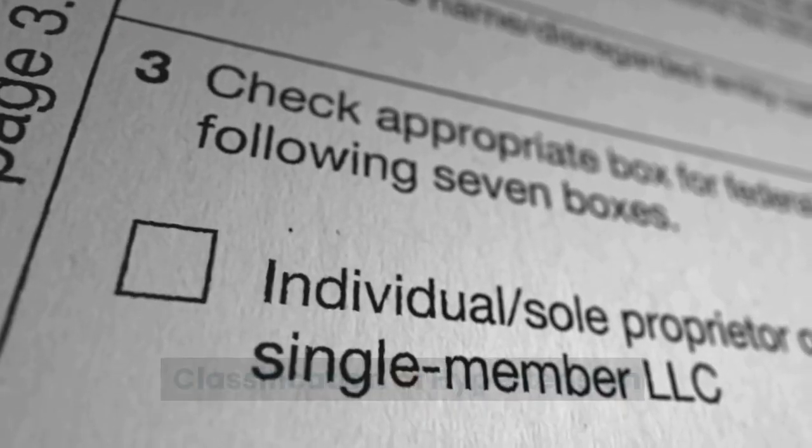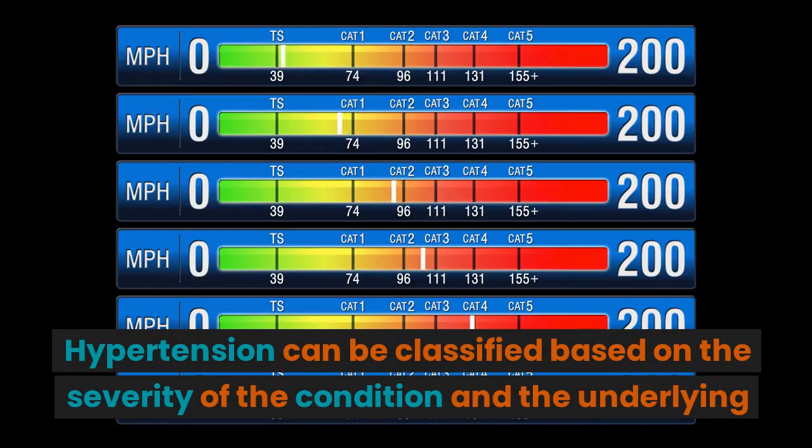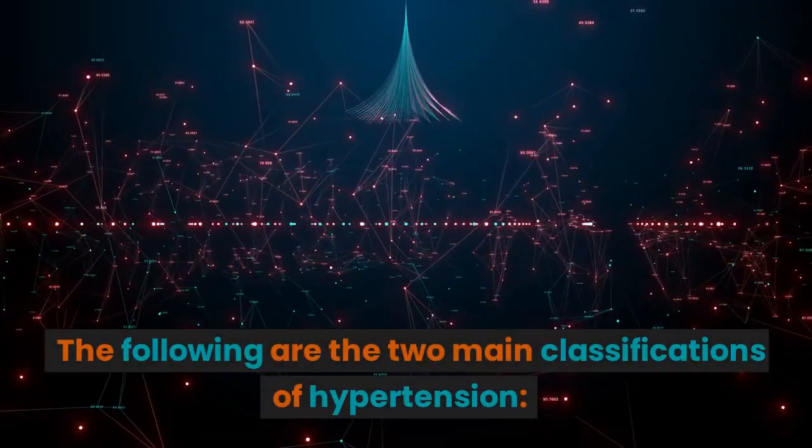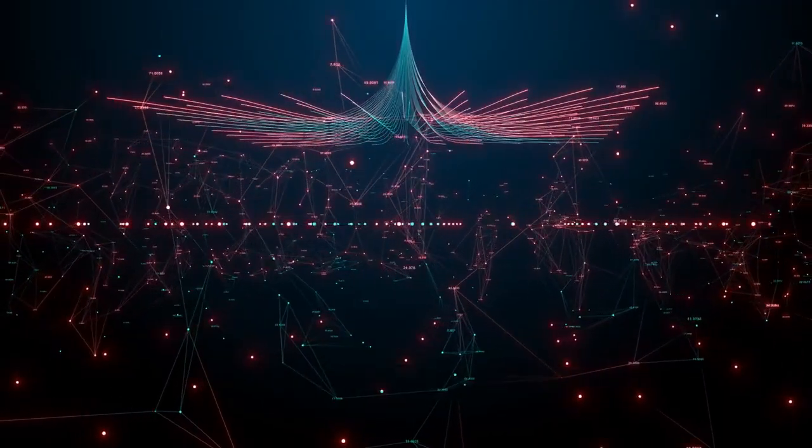Classification of hypertension. Hypertension can be classified based on the severity of the condition and the underlying causes. The following are the two main classifications of hypertension.